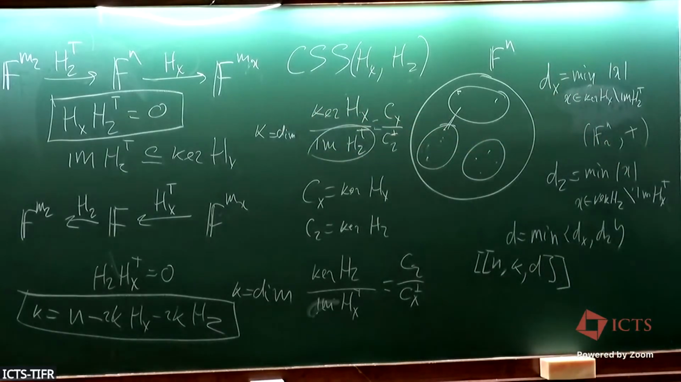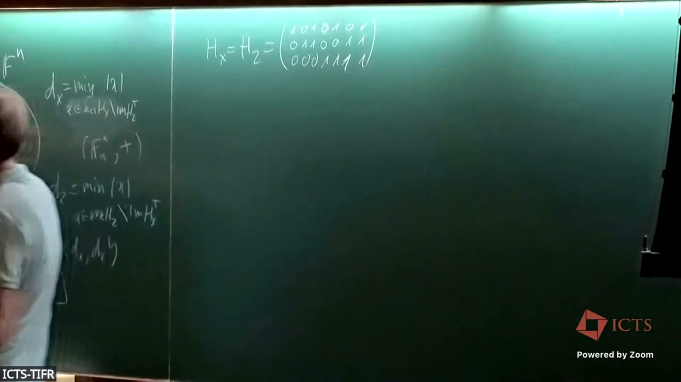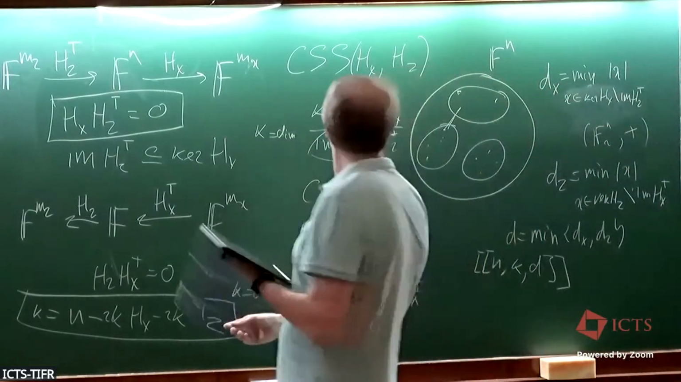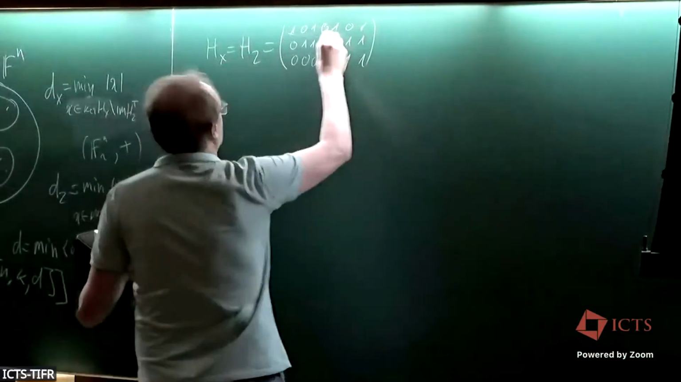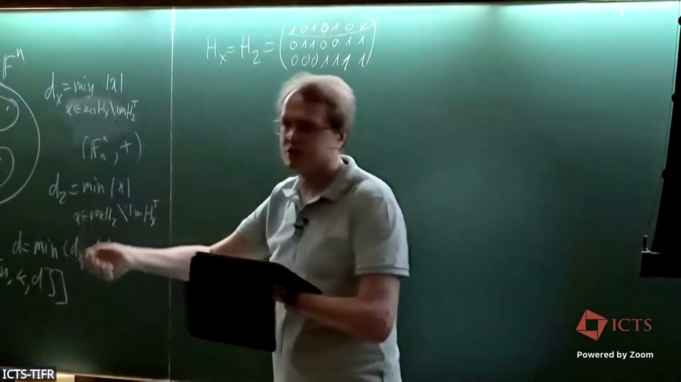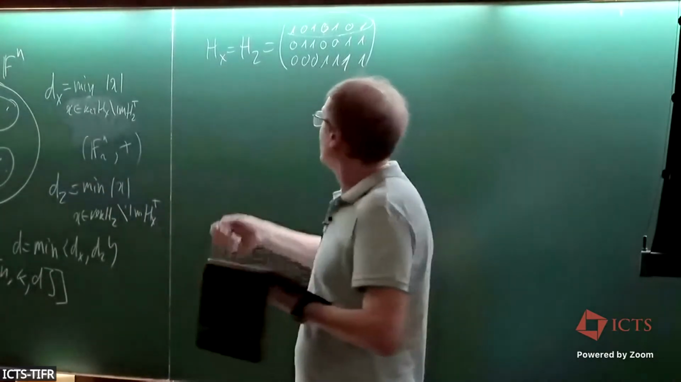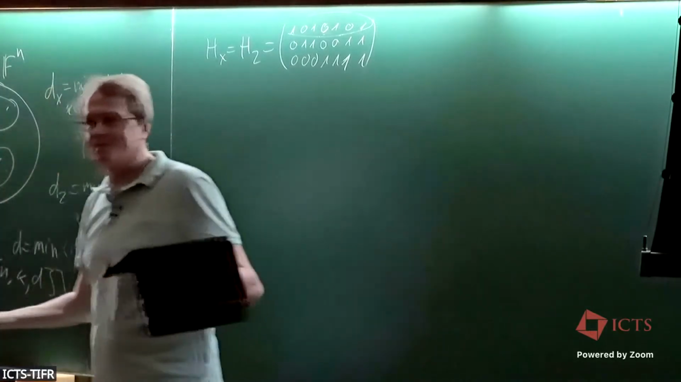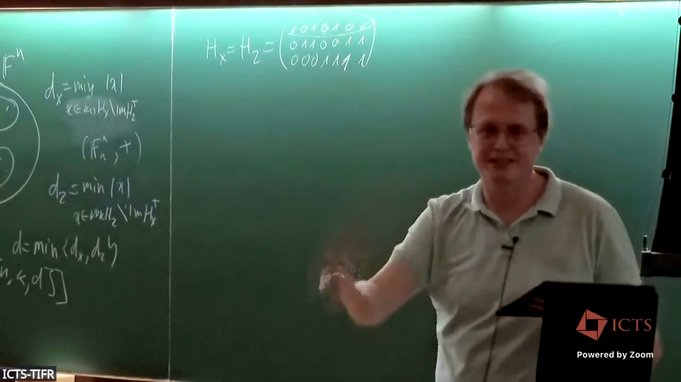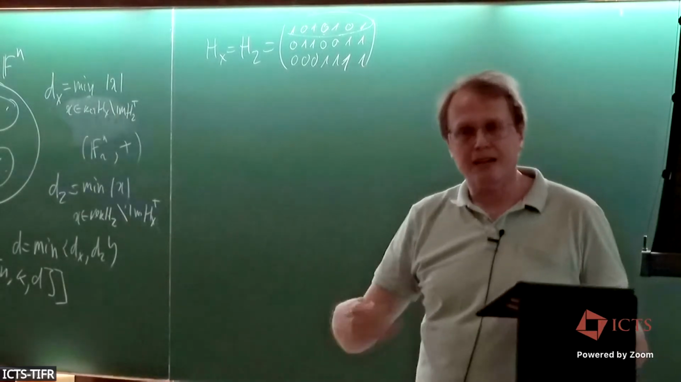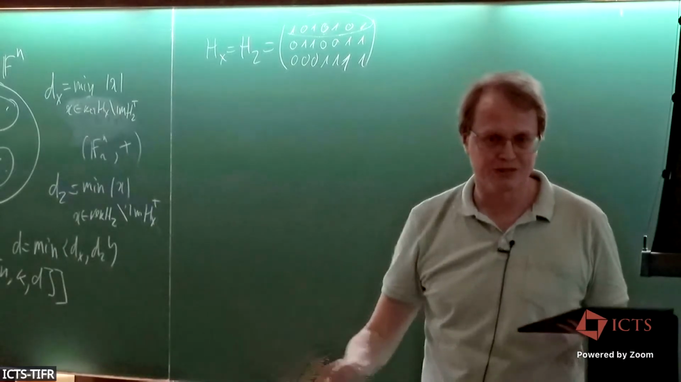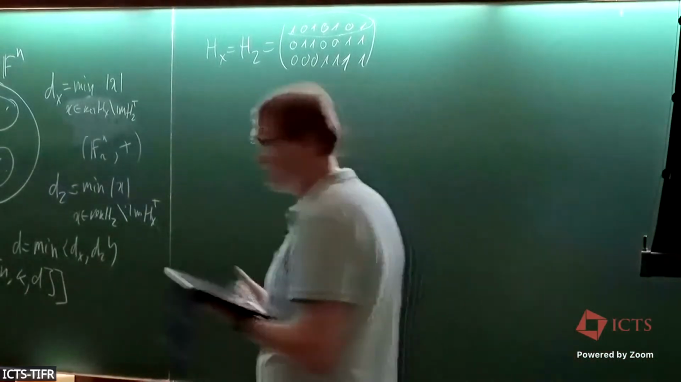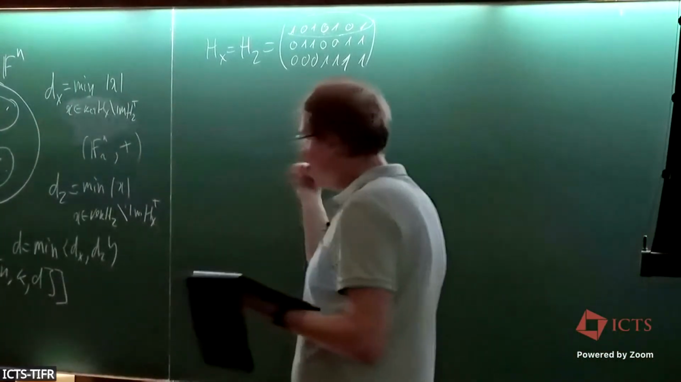And by the way, what does this condition mean? It means that every row of HX is orthogonal to every row of HZ. This is exactly this condition. And you can check yourself that the Hamming code has this property. And in fact, many other codes, for example Reed-Muller codes, also have this property. It's not so hard to prove. And we can use them to construct quantum codes as well.